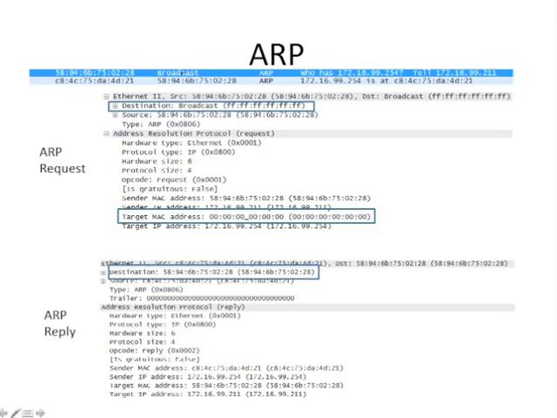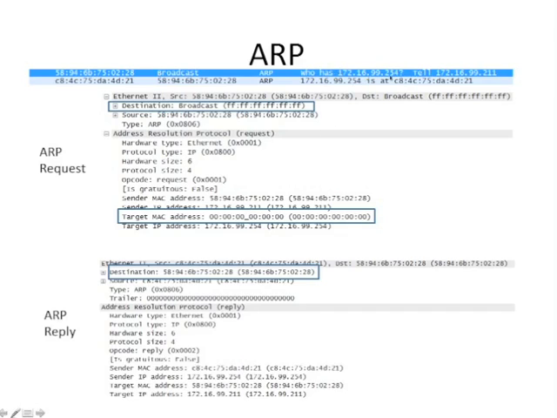Why is it sent to the broadcast address? Well, I'm trying to find the MAC address for the host. We send at layer 2 using MAC addresses. So if I don't have the MAC address of the host, how could I send it a frame to find out its MAC address? So basically, I send a request to the broadcast address because I know all nodes on the network will receive that frame.